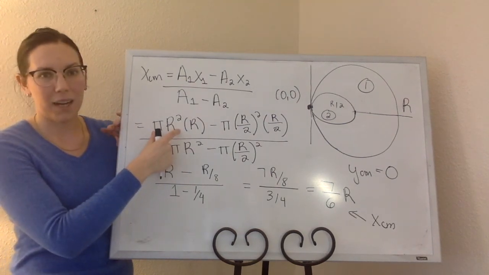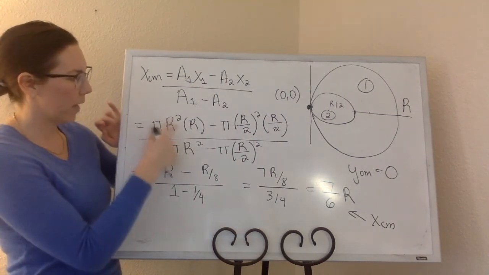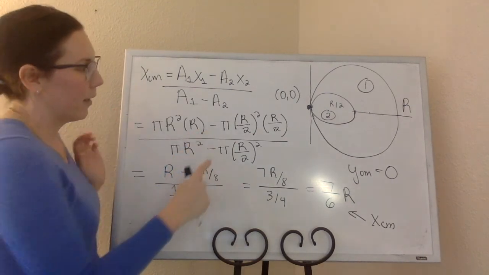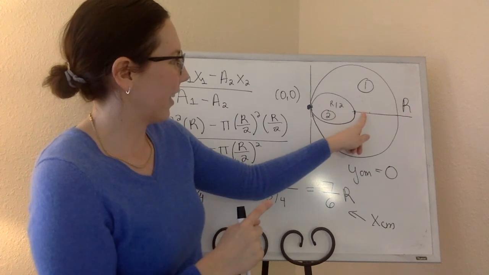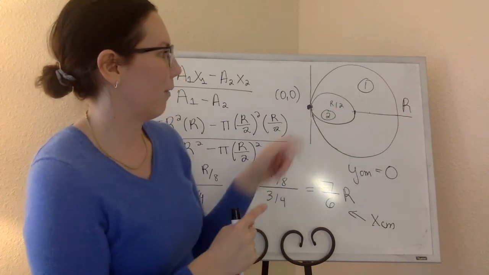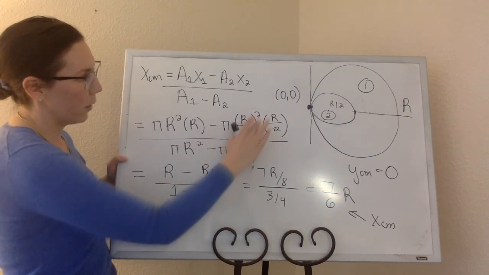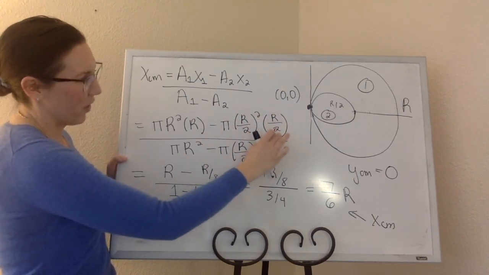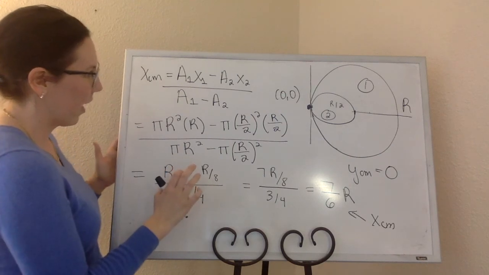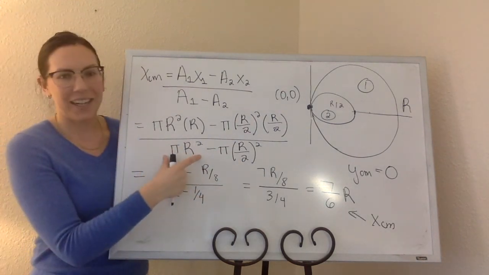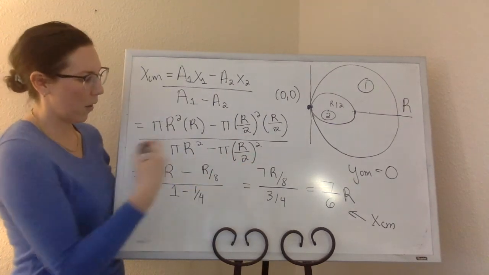So pi r squared for the larger circle's area. The center of mass coordinate for this shape is r, the radius. And then we have, so this is a radius r, which is actually right here, and this is the radius of the second shape. Then we have pi times r over 2 squared, and then r over 2 is the center coordinate as well, of the smaller, of the hole. Okay, so subtracting the areas, we have the larger area minus the smaller area.